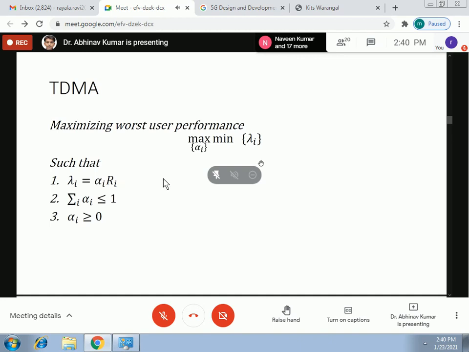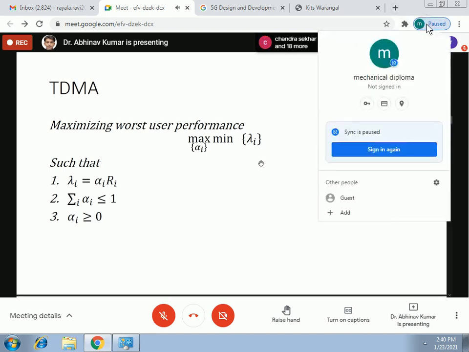We take the set of resultant user rates, lambda i's, we minimize that, find the minimum possible lambda i, and we try to maximize it. Allocate alpha i such that we end up maximizing the minimum possible lambda i, right? So here again we can try to derive the solution, where lambda i is equal to alpha i Ri, summation of alpha i less than or equal to 1, alpha i greater than or equal to 0, and the solution in this case will turn out to be nothing but equal rate allocation, right?